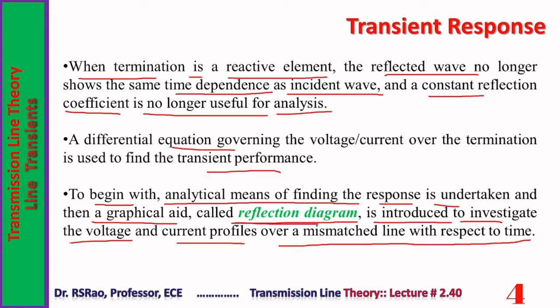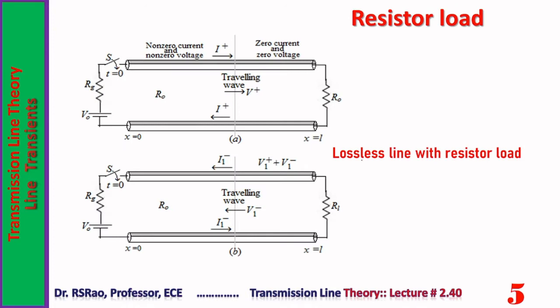We undertake the analysis with reflection diagrams in the second part on line transients. Here is shown a lossless line terminated over a resistor load. In A and B, the same line, the termination is slightly different. In both cases the termination is a resistor, but in A it is a matched termination. In B, it is a mismatched termination.